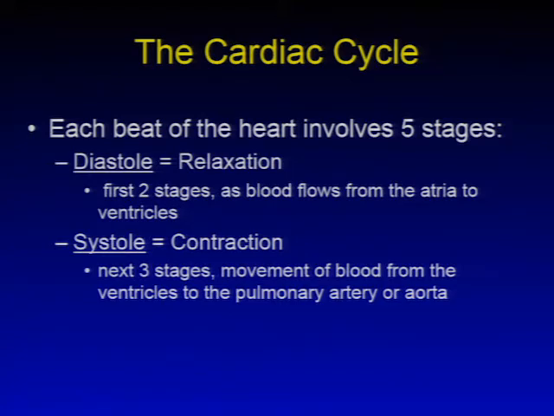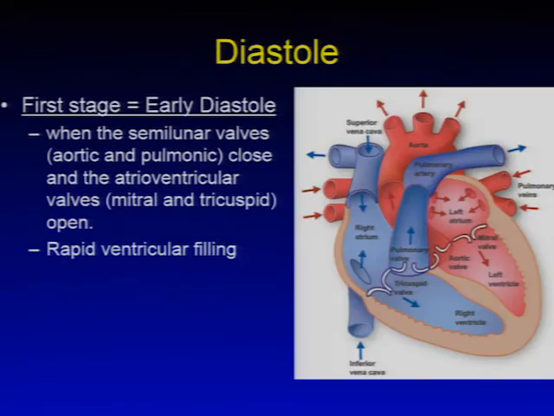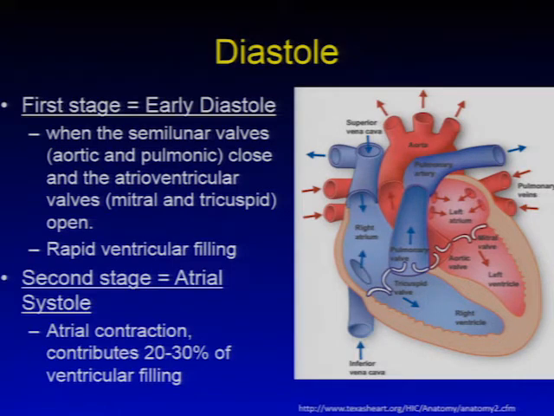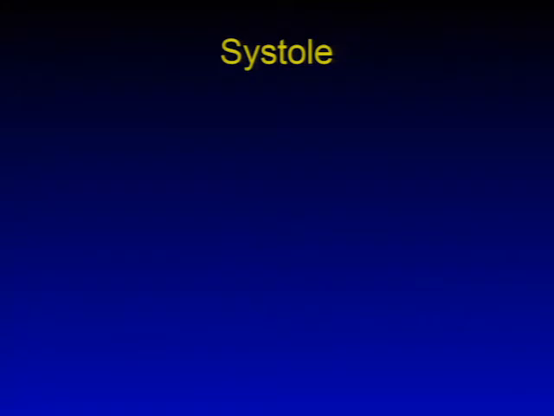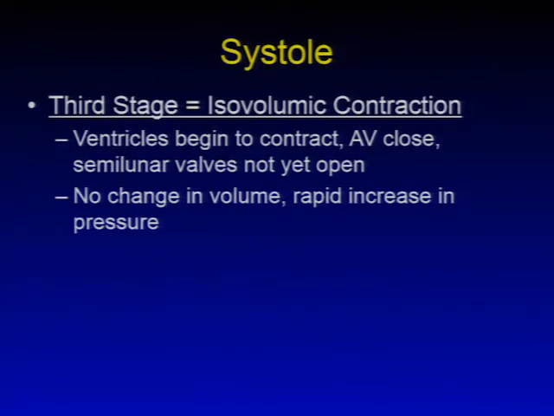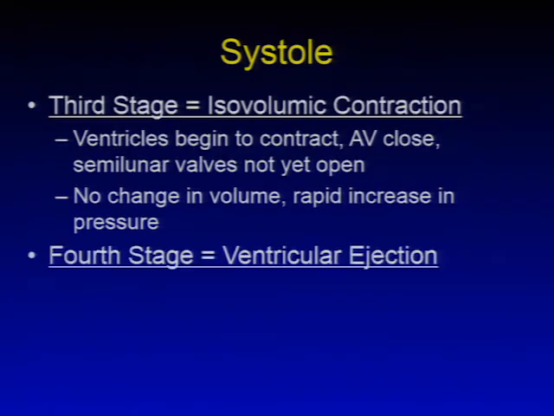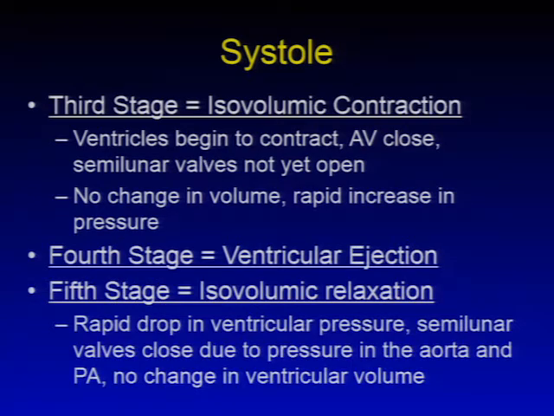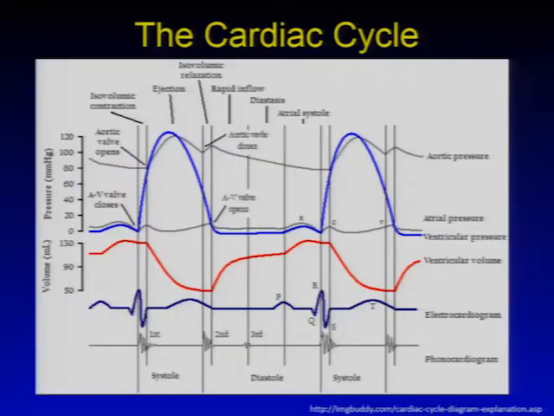Again, diastole is representative of relaxation and systole is contraction. The stages of diastole were early diastole, when the semilunar valves open, followed by a rapid filling, and the second stage is atrial systole. Systole is representative of the contraction phase, and the following three stages are described as follows.